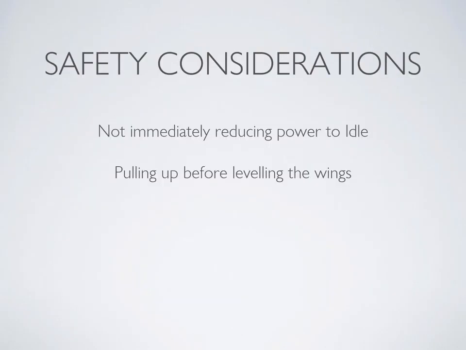Okay, let's look at some safety considerations. One thing to note is you need to immediately reduce the power to idle. Make it instinctual so that if you do inadvertently enter a spiral dive, you're going to recover doing that right away. Also, do not pull up before leveling the wings. Remember that this increases wing loading, and there's already a good chance you're past the safe maneuvering speed, or VA, for your aircraft. Increasing loading at this point could cause structural damage to the aircraft.